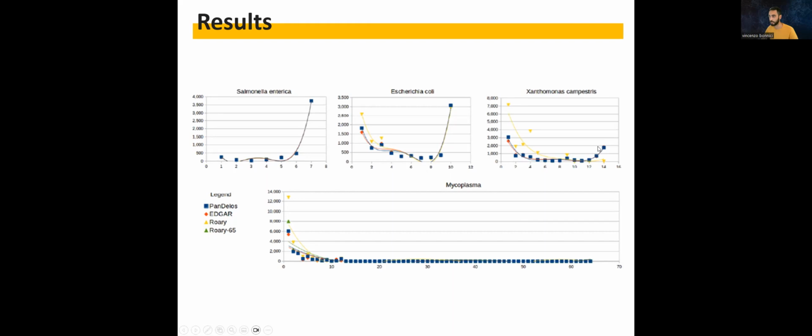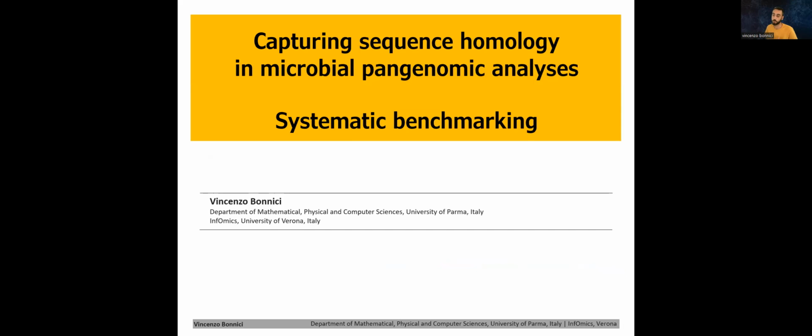And as we can see, PanDelos is almost always the software that is able to find the highest number of core genes. What is the problem here? The problem is that we don't know if this curve, so the result of this analysis, is true or false, because we don't know the reality of the gene family composition in this genome. So for this motivation, in the next talk, I will talk about how to systematically benchmark this kind of software. So for today, I thank you for the attention, and see you in the next video.